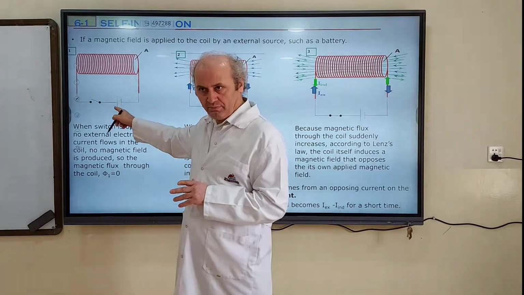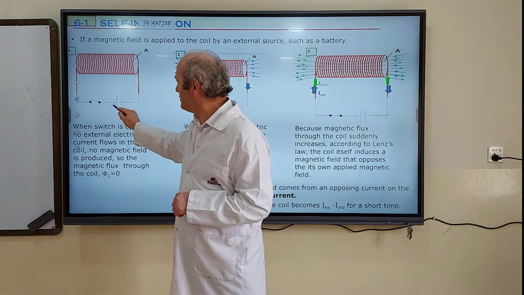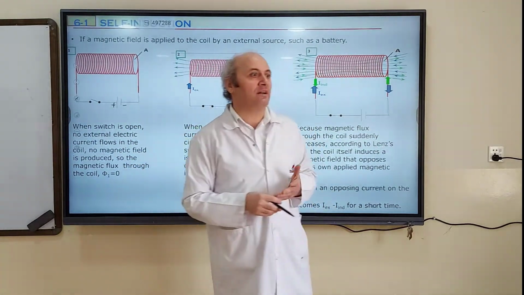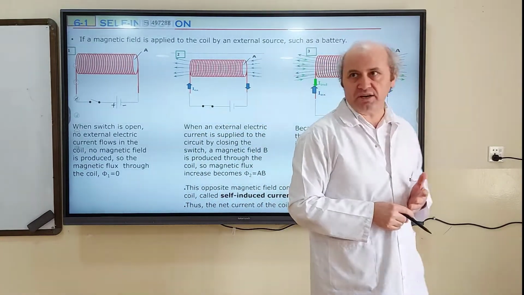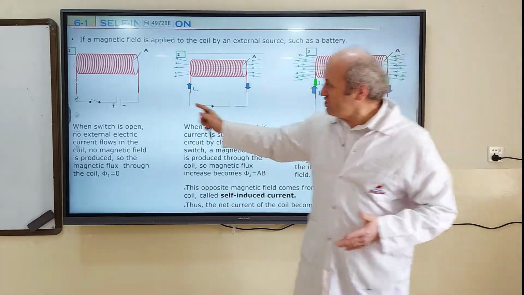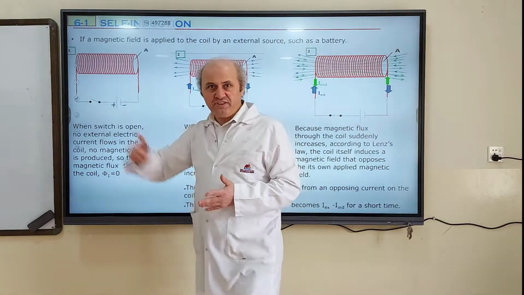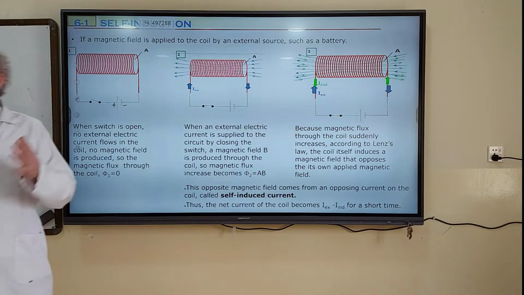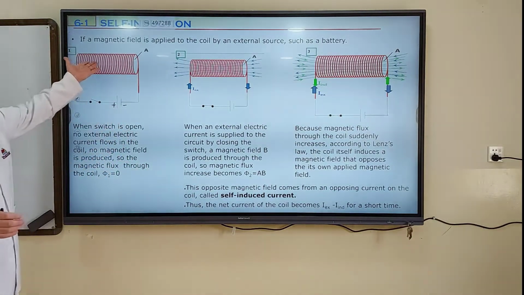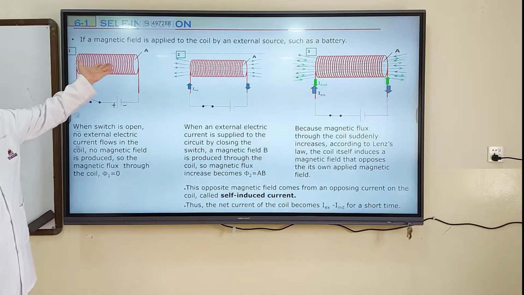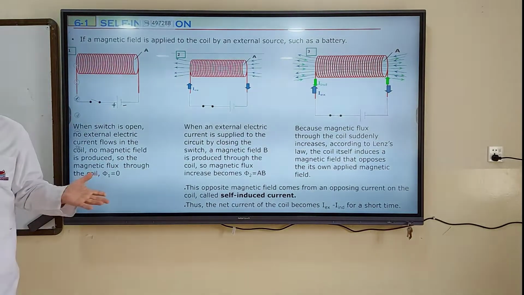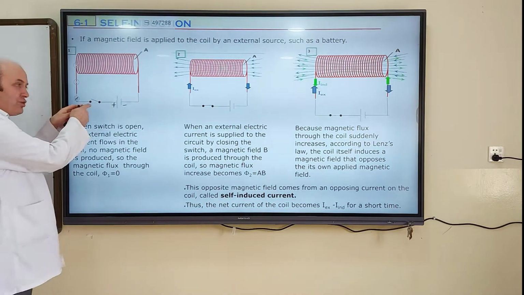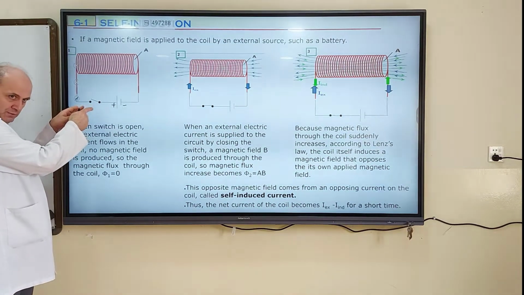So this is the battery symbol. One end is the positive terminal, this other one is the negative terminal. And we know electric current is provided from the positive terminal to the negative terminal when we join them. But initially the switch is open. If the switch is open, of course no electric current is provided. If no electric current is provided, there will be no magnetic field in the coil. So if there is no magnetic field, there is no magnetic flux. So no current is provided because the switch is open.